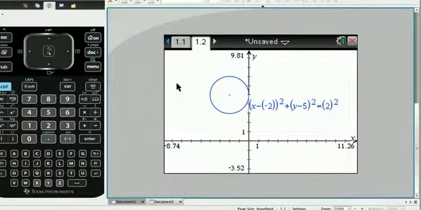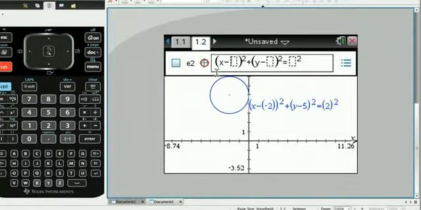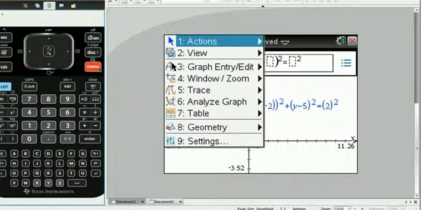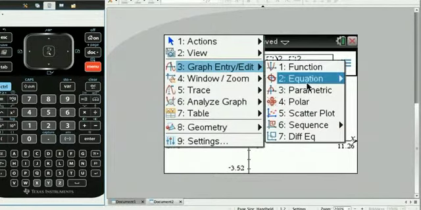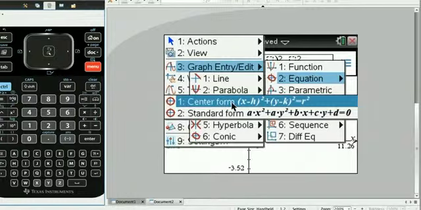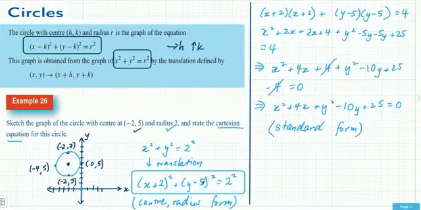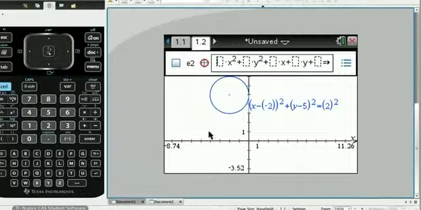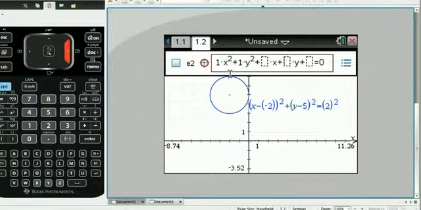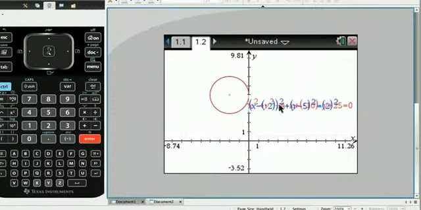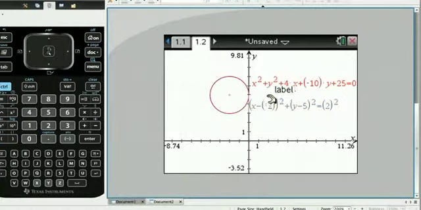Now the other form we can put this in, just press tab to get up another entry window, is the standard form. So again, go to menu, graph entry, equation, circle, and then go to standard form. Okay, now this time we're going to put in the version we found here by expanding our brackets. So we've got x squared, y squared, 4x's and negative 10y, and we had 25 as well. And push enter. And you can see that that form, I'll just drag that so you can see, the red circle goes directly on top of the blue circle, so they are the same.